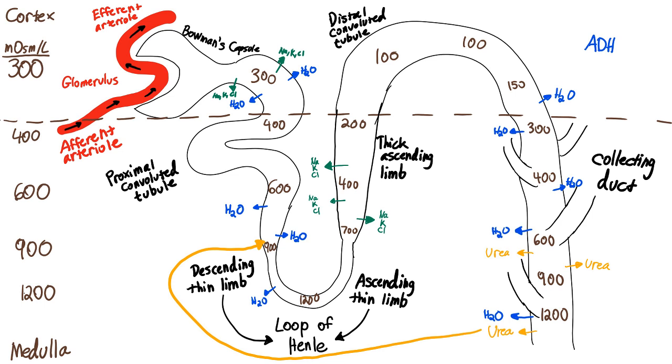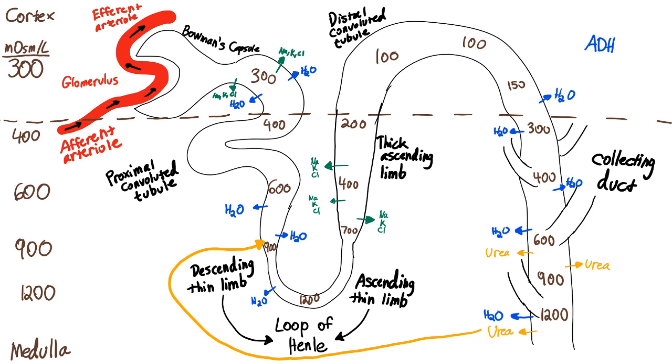We can see on the left that from the cortex, the osmolarity of the extracellular fluid surrounding the nephron increases as we go deeper into the medulla toward the nephron loop. Now, one of the functions of the kidney is to reabsorb water so our body does not dehydrate and we do not need to drink water constantly.